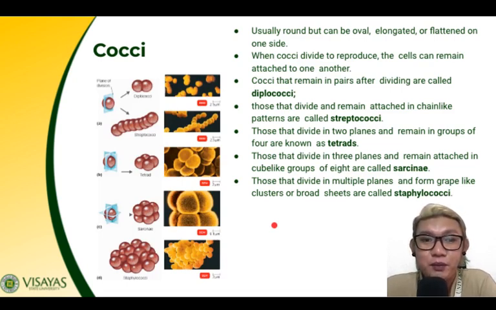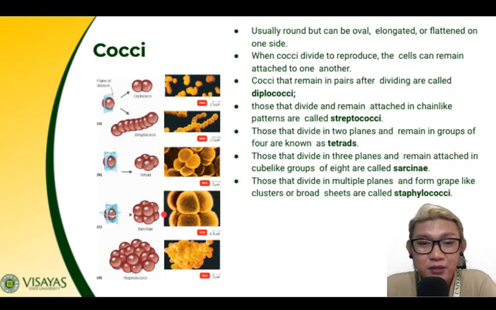When cocci divide to reproduce, the cells can remain attached to one another. So cocci that remain in pairs after dividing are called diplococci. Those that divide and remain attached in chain-like patterns are called streptococci. Those that divide in two planes and remain in groups of four are known as tetrads. And those that divide in three planes and remain attached in cube-like groups of eight are called sarcinae.